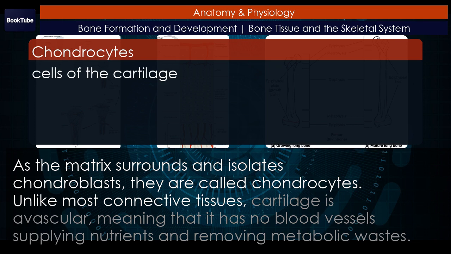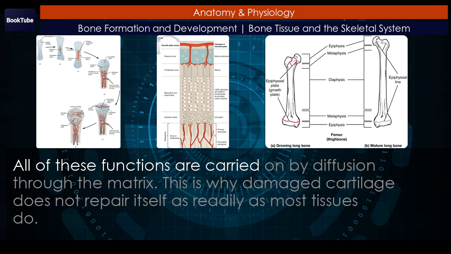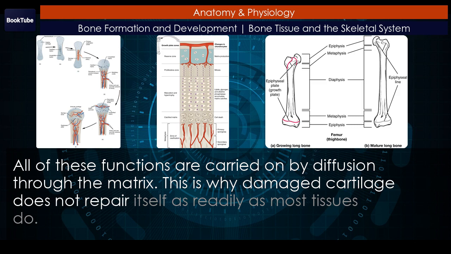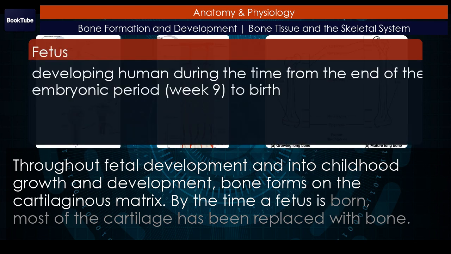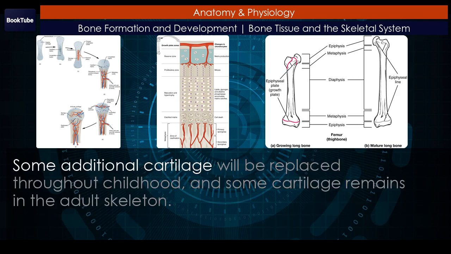Unlike most connective tissues, cartilage is avascular, meaning that it has no blood vessels supplying nutrients and removing metabolic wastes. All of these functions are carried on by diffusion through the matrix. This is why damaged cartilage does not repair itself as readily as most tissues do. Throughout fetal development and into childhood growth and development, bone forms on the cartilaginous matrix. By the time a fetus is born, most of the cartilage has been replaced with bone. Some additional cartilage will be replaced throughout childhood, and some cartilage remains in the adult skeleton.